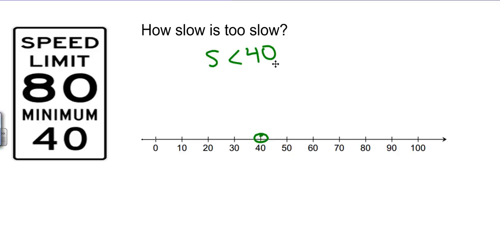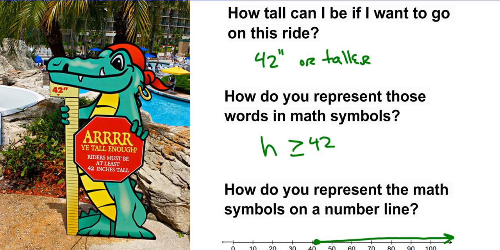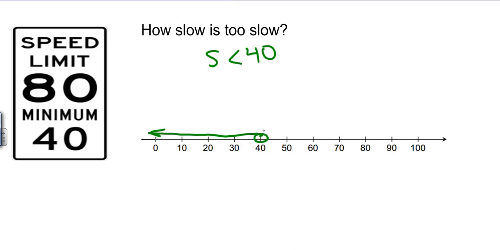So since 40 is not too slow, we're going to leave an empty circle here and draw all the numbers that are too slow. The difference between this problem and the last problem is that we had the number included and we had the number not included. Over here, I was less than 40, so I don't want to include 40, so I use an open circle. Over here, I was 42 or taller, so I had a solid circle. That's the difference. Solid circles are when you can equal the number. Empty circles are when you can't equal the number.